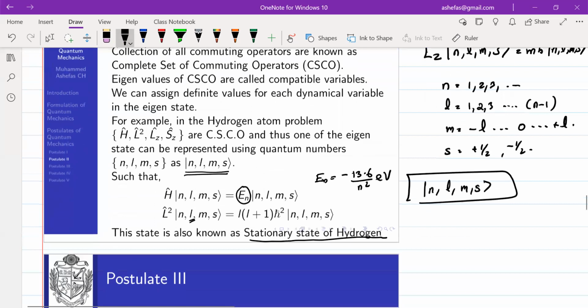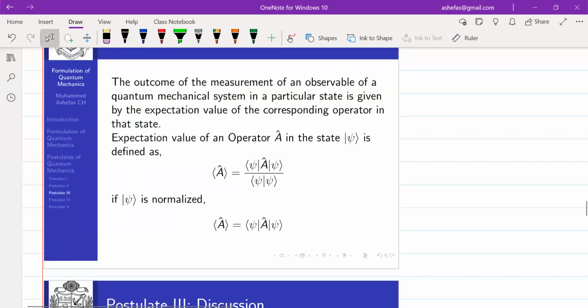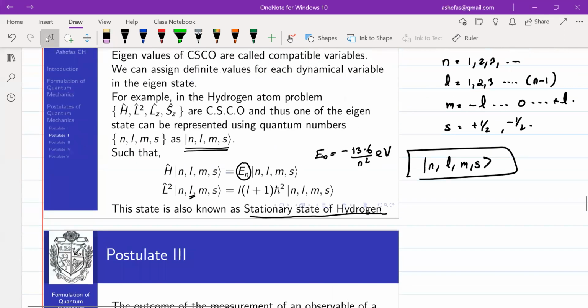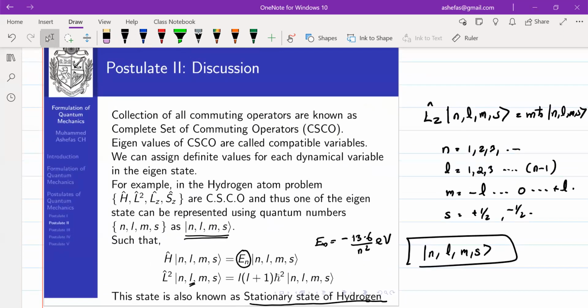Okay, so next we can go for postulate 3. I think it is better we stop here. Postulate 3 we'll discuss in the next class.